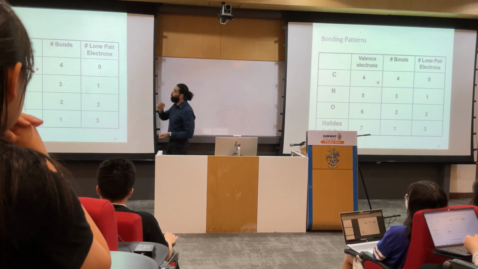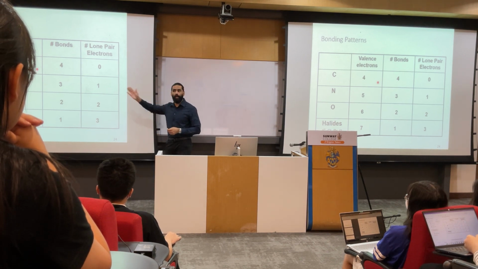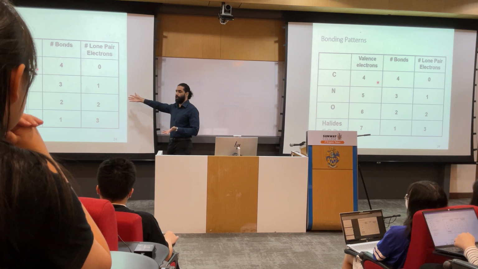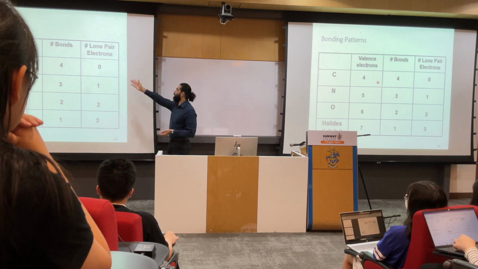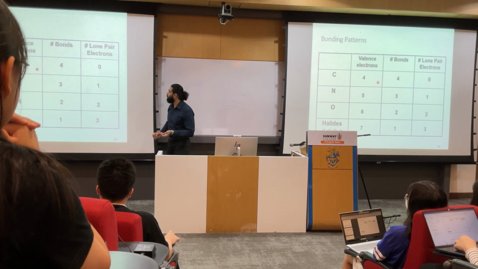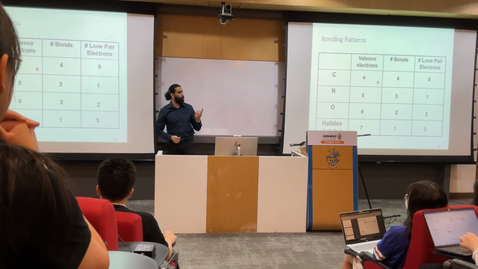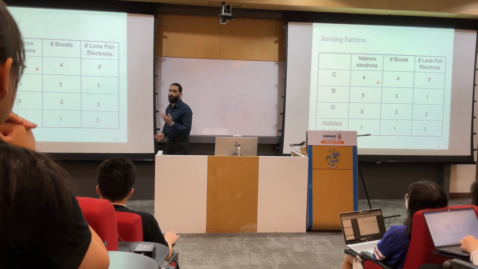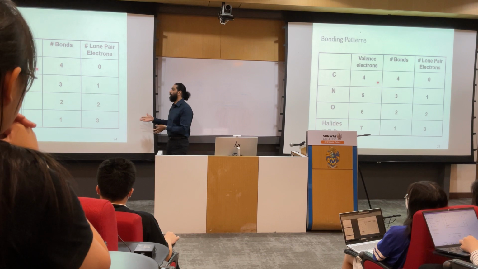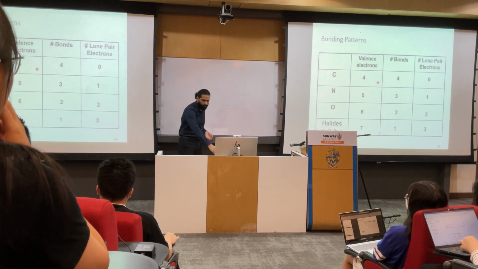Then how many lone pairs will they have if they are utilizing all their resources? Carbon will not have any lone pairs. Nitrogen will generally have 1 lone pair. Oxygen will have 2, and halogens will have 3. Right?